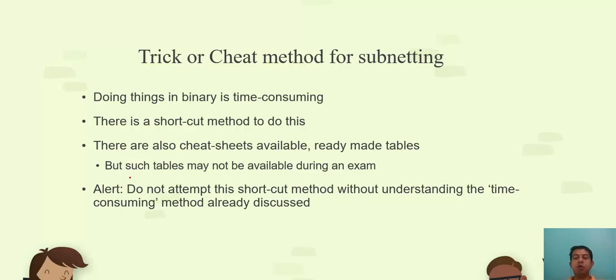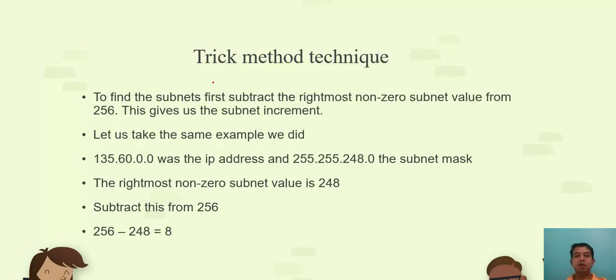Now remember, do not use the shortcut method without understanding the actual process which we have discussed. First you understand the actual process, then once you understand it, you can use this shortcut trick. The shortcut trick is very simple. The main question obviously is what are the subnets. Once you find the different subnets, the other questions are simply an association of those subnets. So the main part is to find the different subnets.